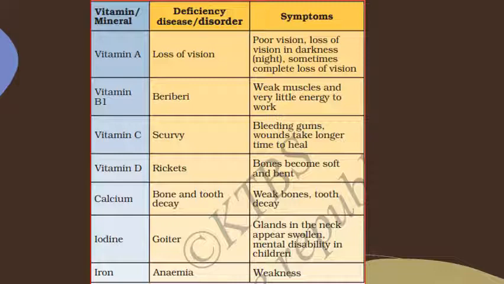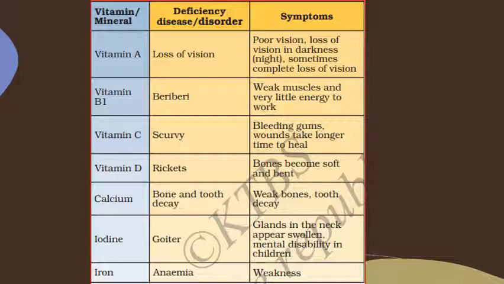Vitamin C deficiency leads to scurvy. The symptoms of scurvy are bleeding gums and wounds that take a longer time to heal. Your wounds should heal in just one day. A wound should close within a few hours. If it is not closing, then you will have some problem. It should heal completely within a few days.